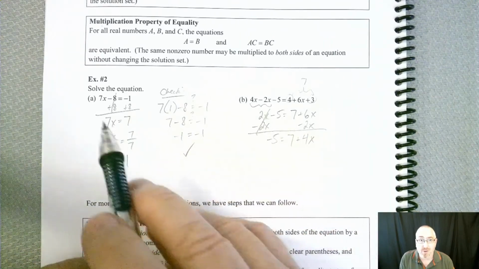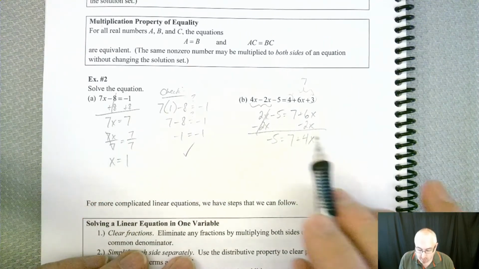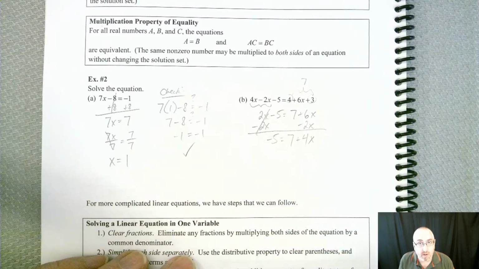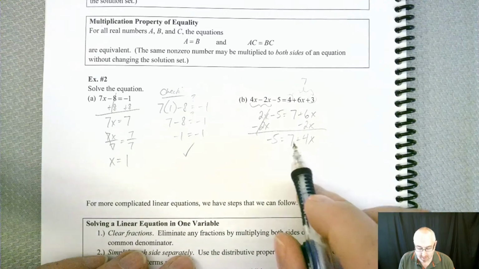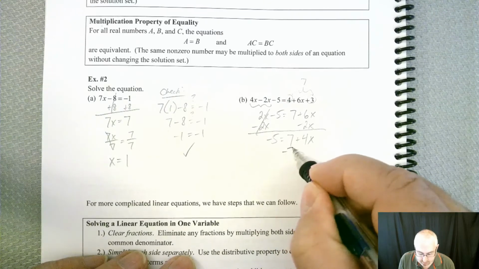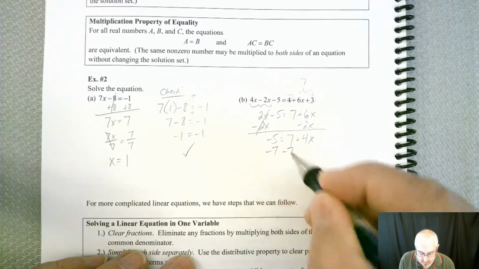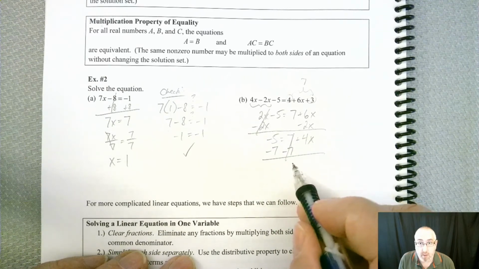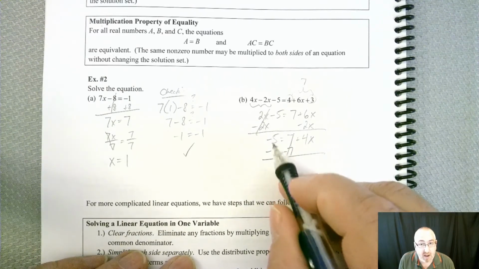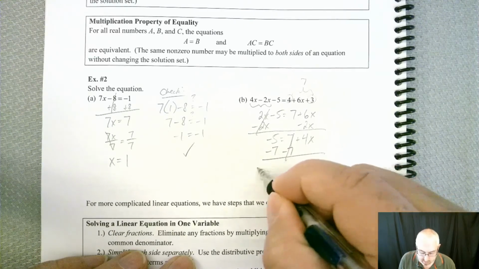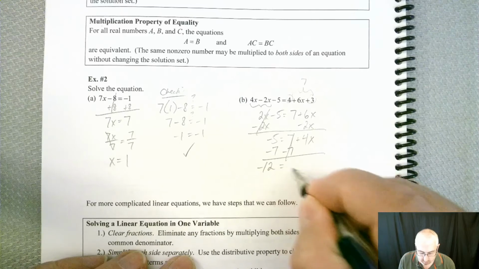And now we're similar to what we had over here. We want to get rid of all this stuff that's attached to the x. So what do we get rid of first? The 7 or the 4? We better get rid of that 7. Because it's positive, we have to do the opposite and subtract it. So those cancel out on the right-hand side. Minus 5, minus 7. That should give you a minus 12.